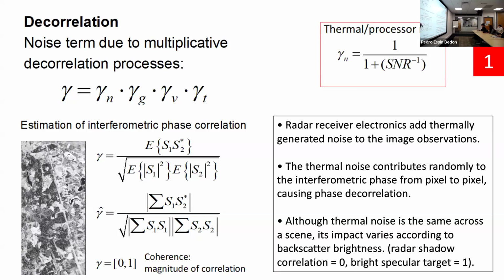So the first component comes from thermal processor noise. That's not something that you can easily correct, so it's not something you worry about too much. Although it's the same across the scene, its impact varies according to the backscattered brightness. So the radar shadow correlation is 0, and the bright specular target might look like 1.